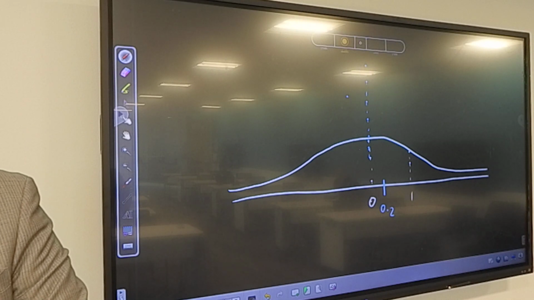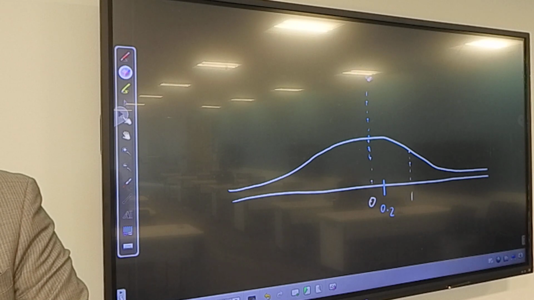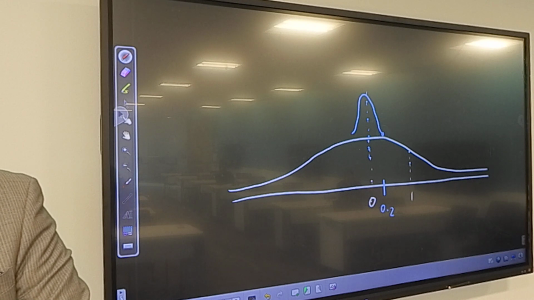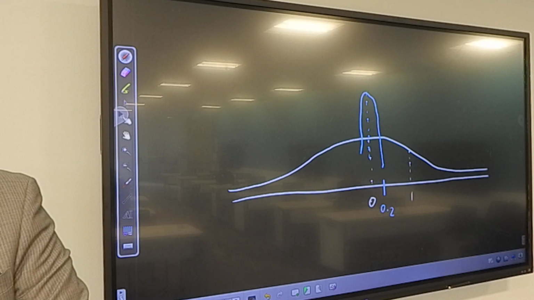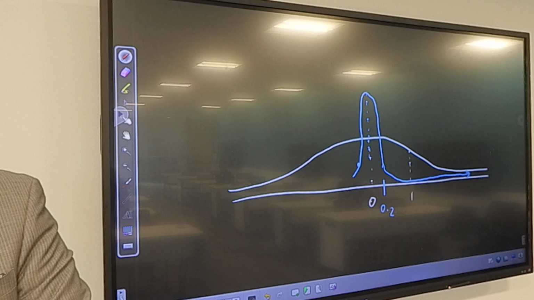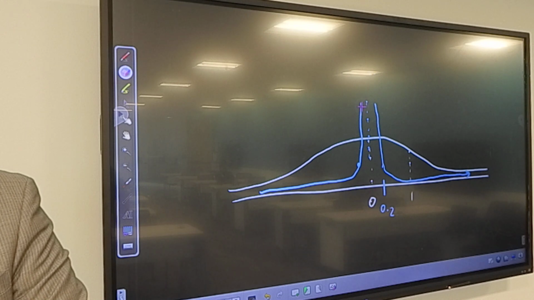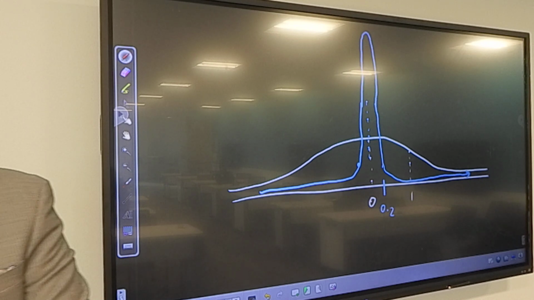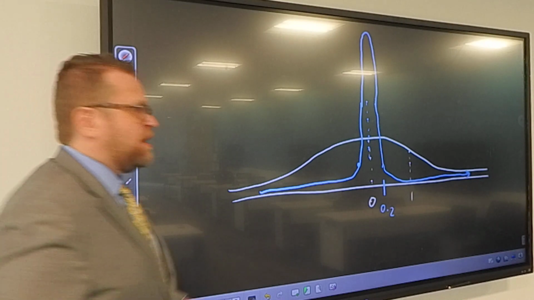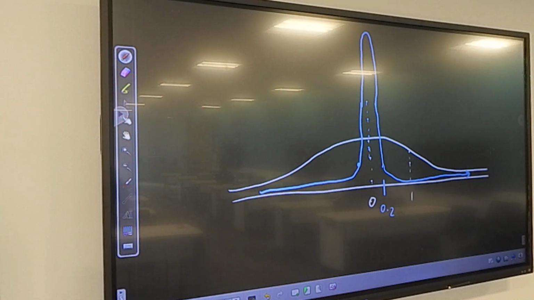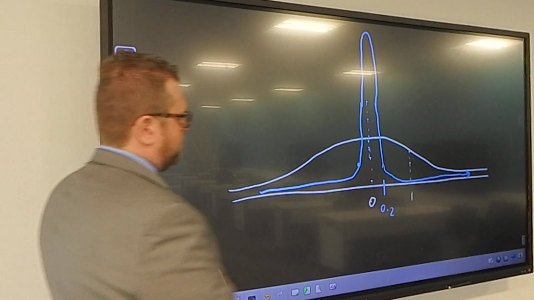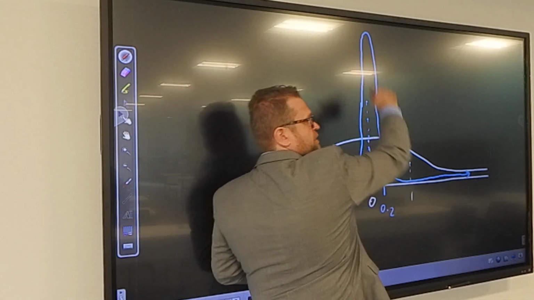That's not even good enough. Maybe I'm making it too tall. There we go, sorry. It's literally called a hat function. As the standard deviation starts to collapse down, it looks more and more like a hat, and they call it a hat function. And so it eventually just becomes a step. It's just nothing and then everything and then nothing again.